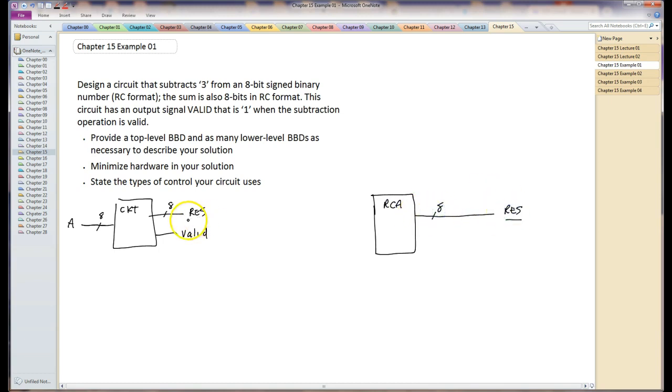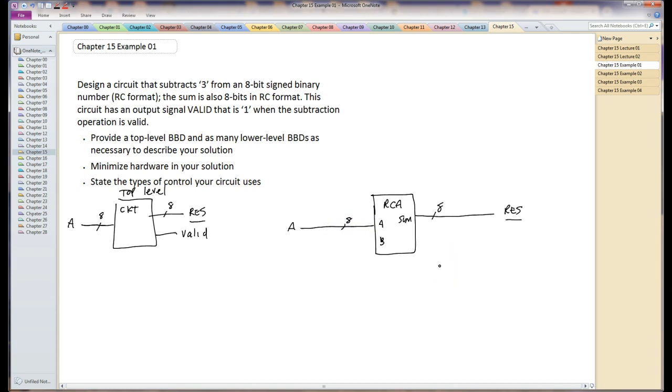This result is the same as this value over here. We need these on this thing, so we'll go ahead and fill these in. It always helps to put those in there. And what I need to do is subtract 3 from A, and so A gets directly put into this thing. It's 8 bits. So the issue is what to do with the other input.